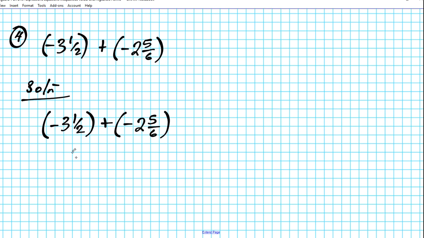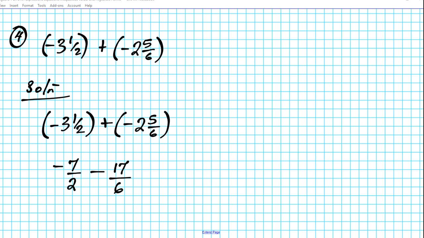So 2 times 3 is 6 plus 1, 7. Negative 7 over 2. We have two adjacent signs. We'll multiply them next by each other. You get a minus. 6 times 2 is 12 plus 5 is 17 over 6.